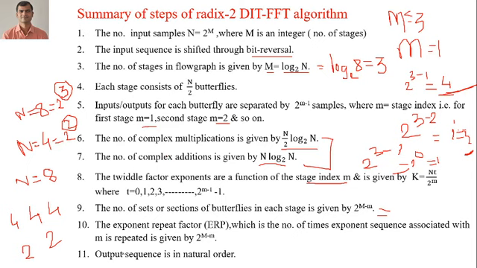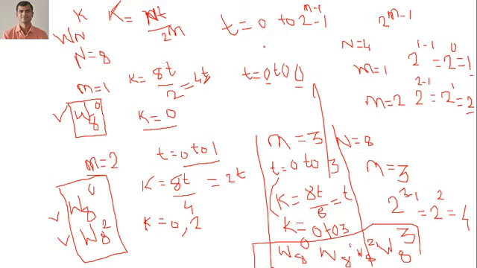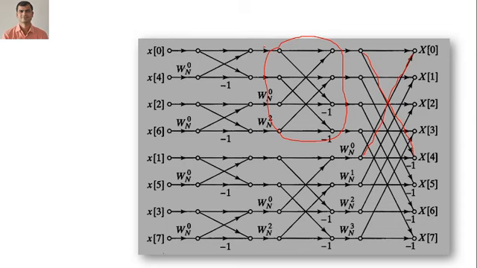And the last stage is what? The output sequence is in natural order. For DIT, I have told you earlier, the input sequence is in bit reversal order and the output sequence is in natural order. So in this way we can find the radix-2 DIT FFT algorithm for capital N equal to a power of 2. Now next we have to see the DIF FFT algorithm.